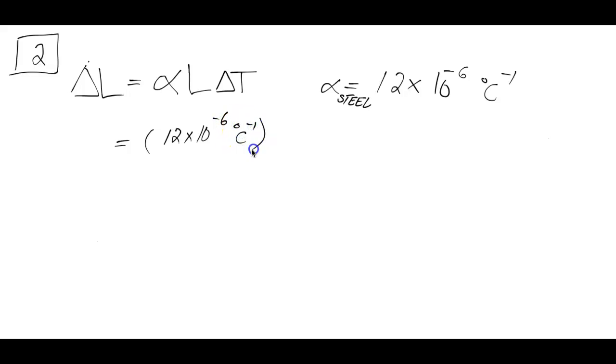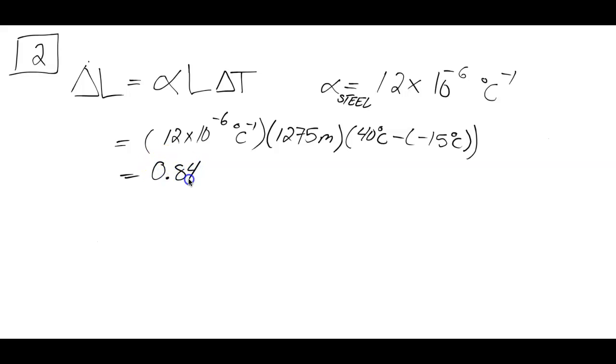So now if we plug in these values, we have 12 times 10 to the minus 6 per degree Celsius. The length of the bridge is 1,275 meters. And then the change in temperature is the final temperature minus the original temperature. If we do that, we will notice that we get about 0.48 meters, which is the same as 48 centimeters.